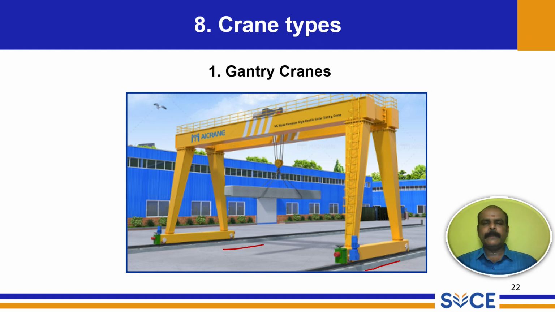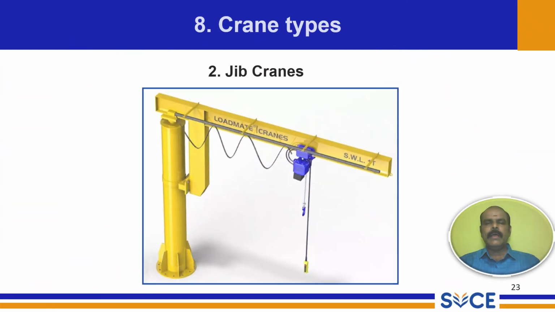And the next one, a jib crane. Jib crane means one end will be fixed, that is, one beam will be fixed and this is going to rotate through 360 degrees. In addition, the hoist unit also will move here and there, that is in the horizontal direction, in addition to the vertical. That's how it works. But the maximum is restricted, so beyond a particular point the unit cannot move. So this is another type.